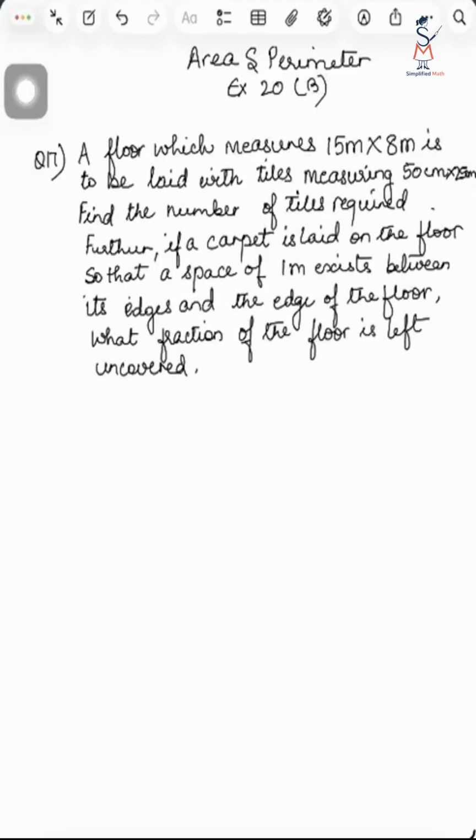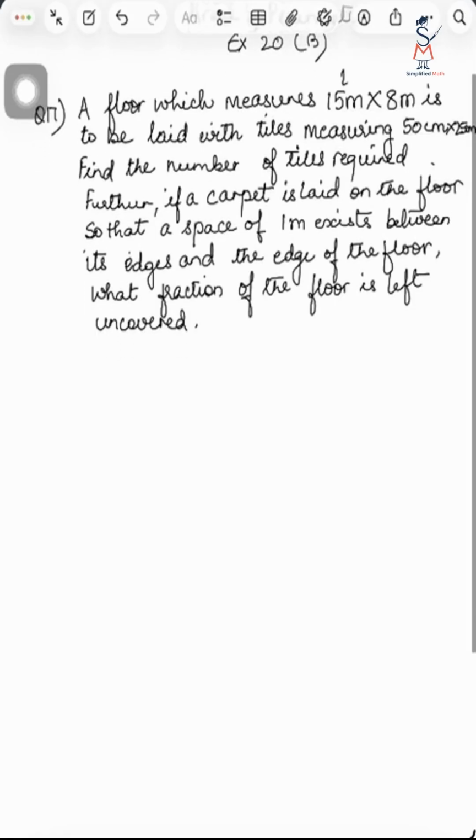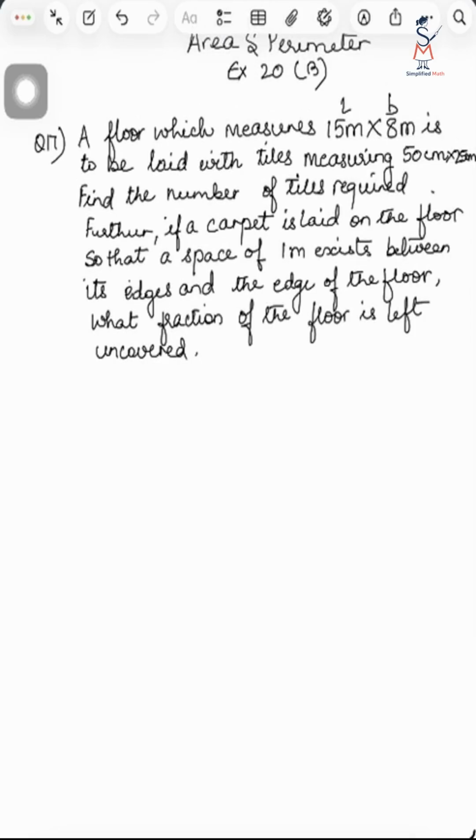Hi, we are doing area and perimeter exercise 20B, question number 17. A floor which measures 15 meter into 8 meter. What does this mean? This means this is the length and this is the breadth. Is to be laid with tile measuring 50 centimeter and 25 centimeter.